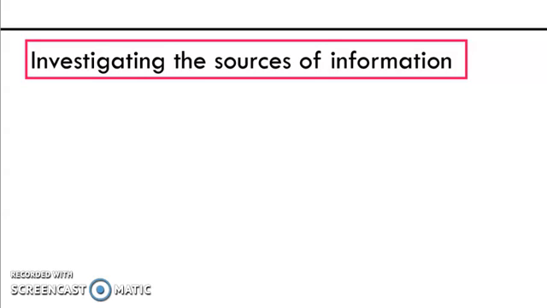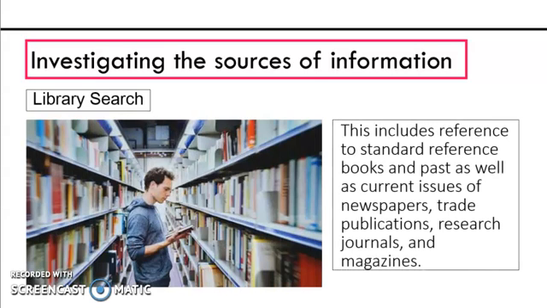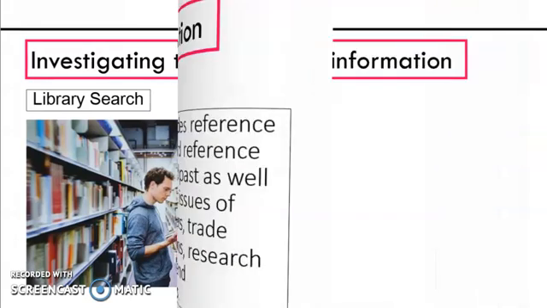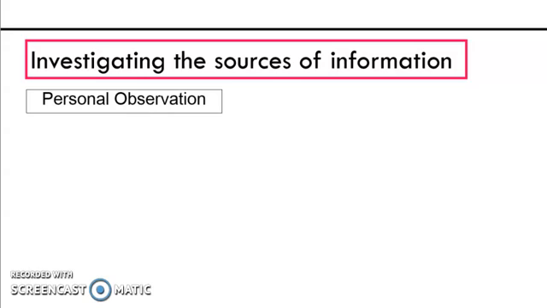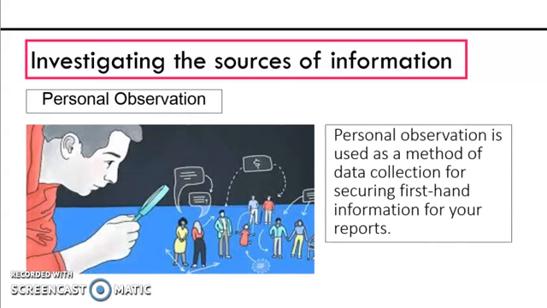And now, investigating the sources of information. The important means of collecting data for your report are, first, the library search. This includes reference to standard reference books and past as well as current issues of newspapers, trade publications, research journals, and magazines, and many more. Another source of information is your personal observation. Observation is seeing with a purpose. Personal observation is used as a method of data collection for securing first-hand information for your reports.